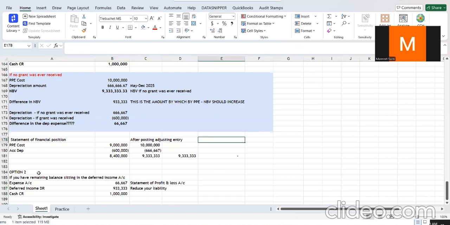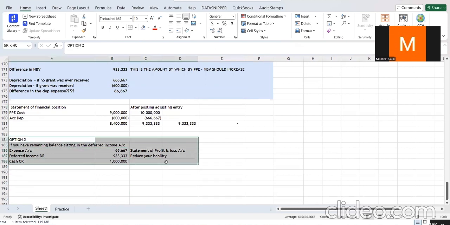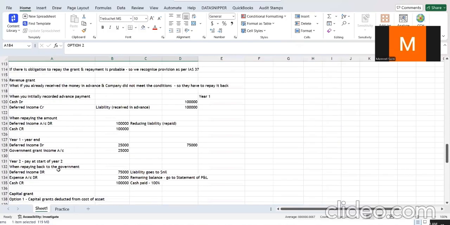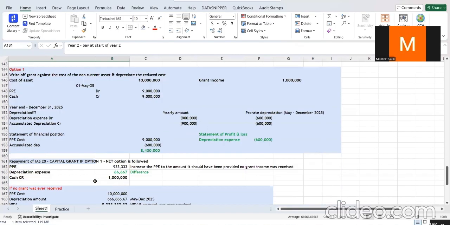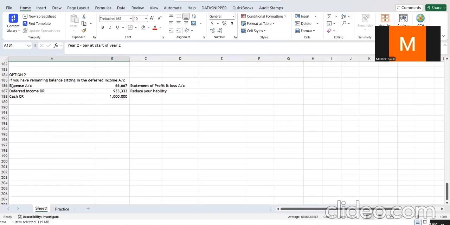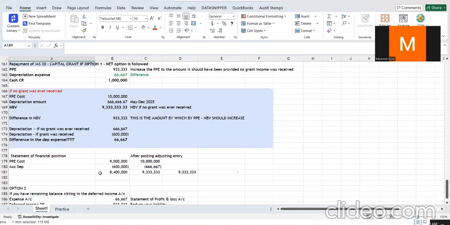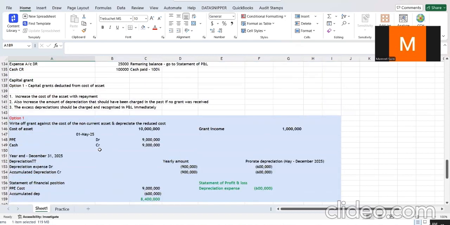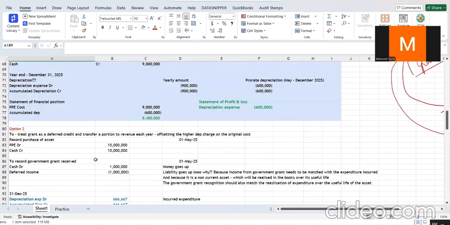Okay. So option 2 is simple. Option 2 is same as the repayment of the revenue grant. So if you have amount sitting in the deferred income, first adjust with it. And if there is additional amount that you have to pay, then it will be your expense going to the P&L. You can call it repayment expense on government grant or something like that. Okay? So, repayment is clear. I hope this makes sense to you all.